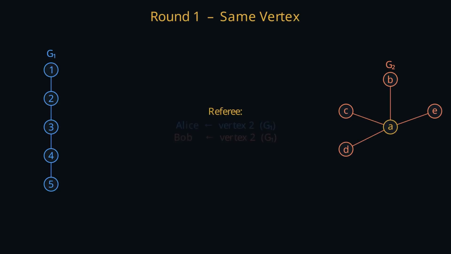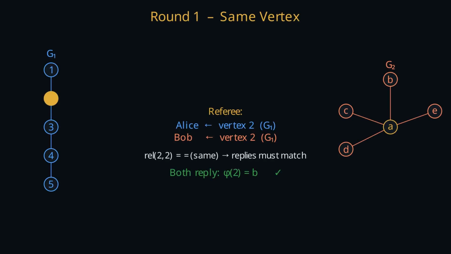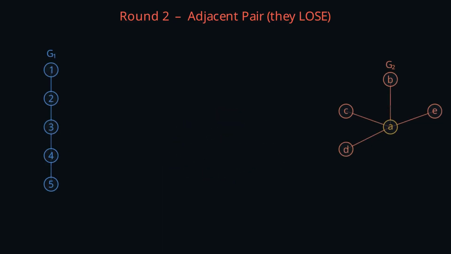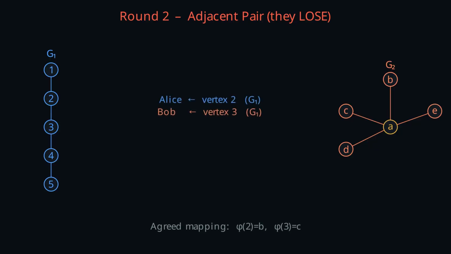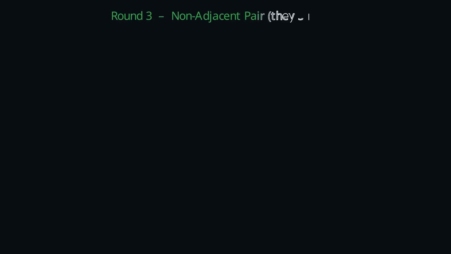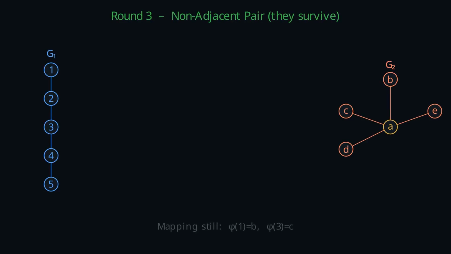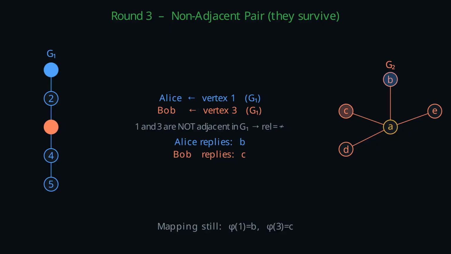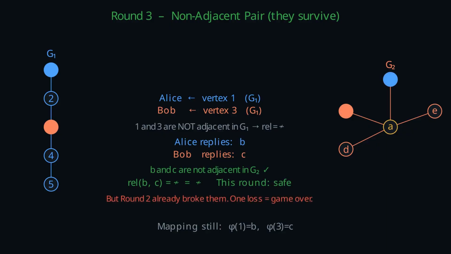In the first round, both players receive the same vertex, so they just output consistent answers according to their shared plan, and this round succeeds. In the second round, the referee sends 2 adjacent vertices from G1, so the relation is adjacency. But when the players map these vertices into G2, the corresponding vertices are not adjacent. So the structure is not preserved, and they lose. In the third round, the referee sends 2 non-adjacent vertices. This time, the players again respond consistently, and non-adjacency is preserved, so this round works. But the important point is that a single failure means the strategy does not work.